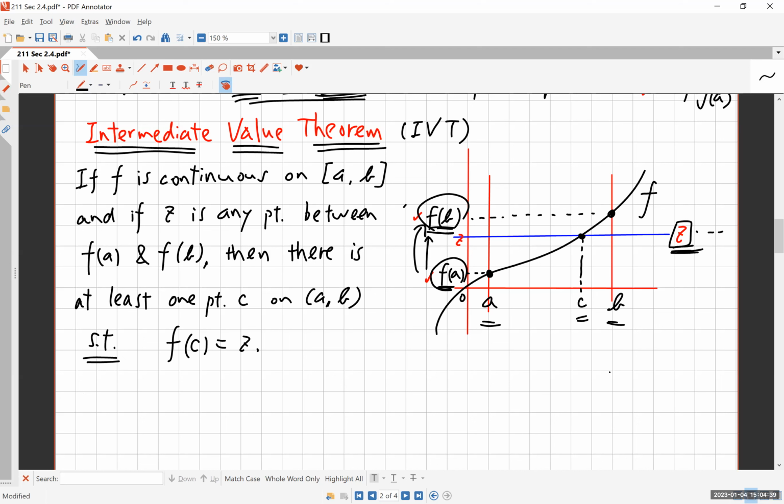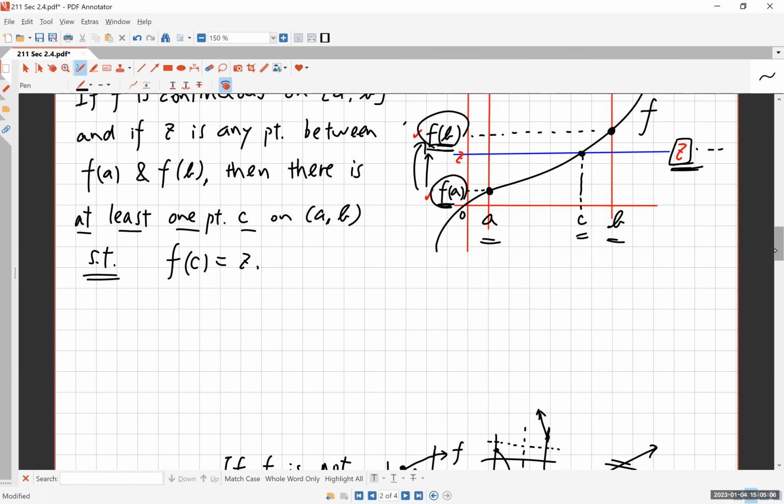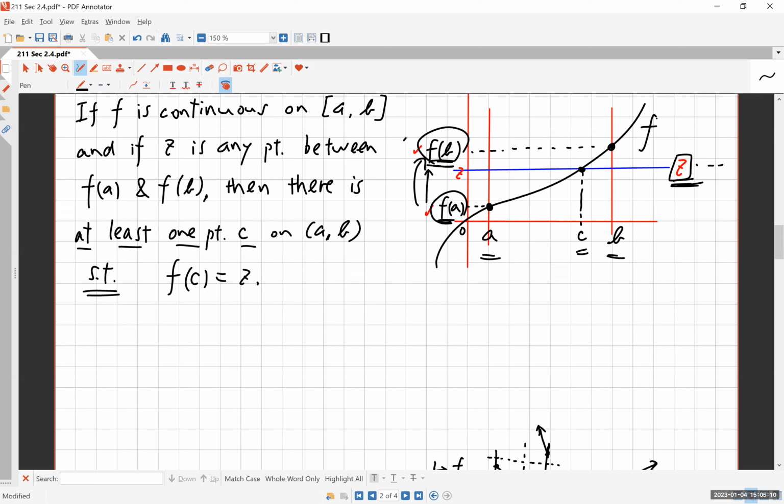And now you may have several points. If the function is like this, and if you pick z this way, you may have like 3 points where f of c is equal to z, right? But the intermediate value theorem guarantees at least 1 point c, so that f of c is the value given as the intermediate value z. Now, is this surprising? How can the function f not cross an intermediate value? In other words, you have f of a here, and f of b here, and you're picking an intermediate value, z. So it's like you have this road, which is this wide from f of a to f of b, and z is like the center line.